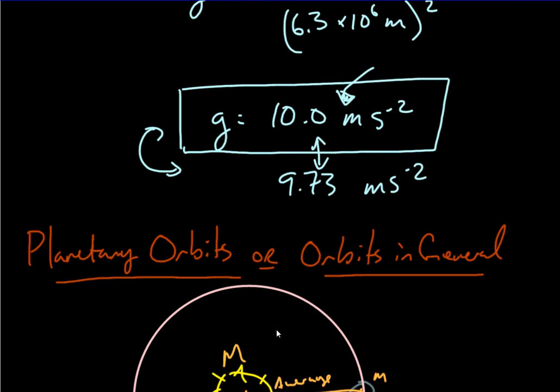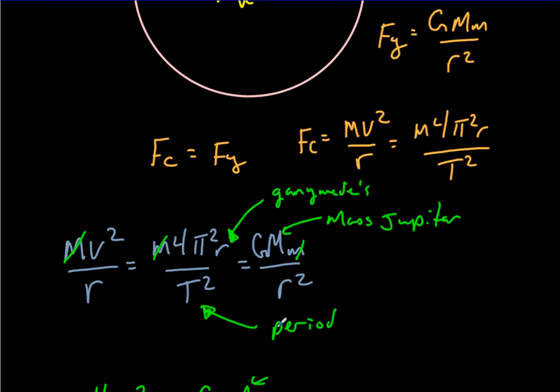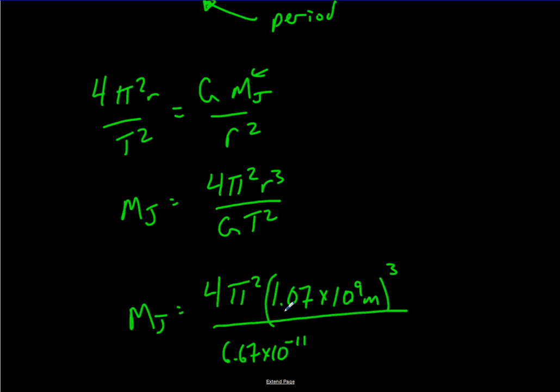Meters cubed per kilogram per second squared. And the period of Ganymede's orbit in seconds, or whatever you can find. Can you just Google the period of Ganymede's orbit? 7 days is what it tells you. So 172 hours times 3,600 seconds in every hour. That should give us seconds down there.